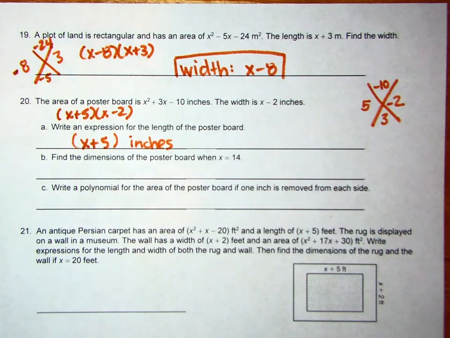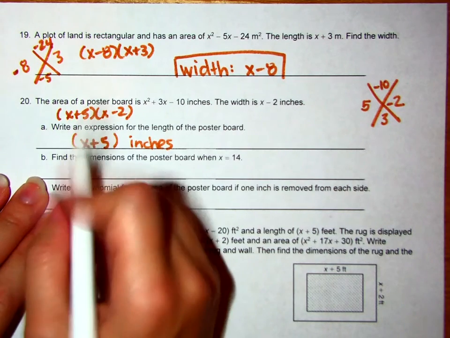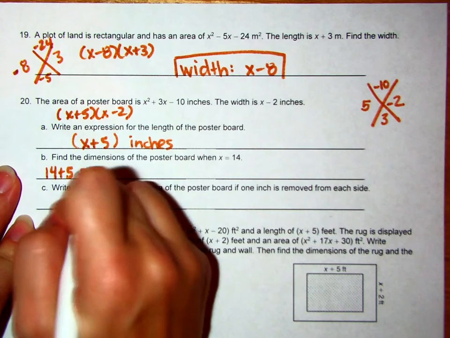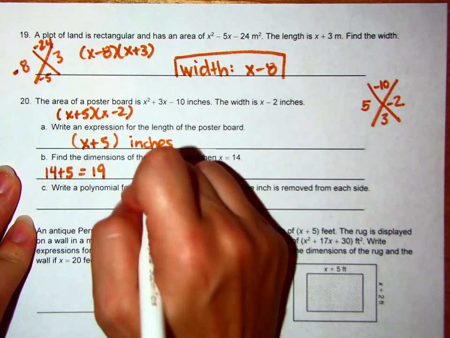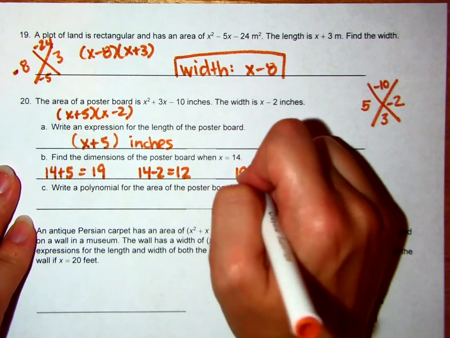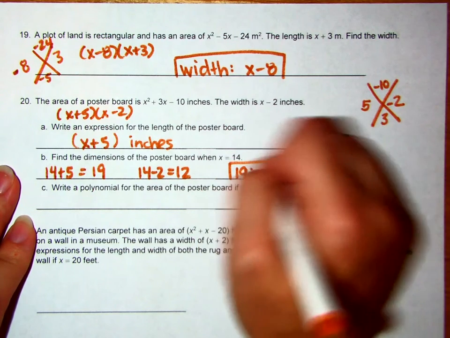It says find the dimensions when the board is 14, so let's put a 14 in there. 14 plus 5 is 19, so that's this one. Let's put a 14 in this one. 14 minus 2 is 12. So that means we have a 19-inch by a 12-inch poster board.